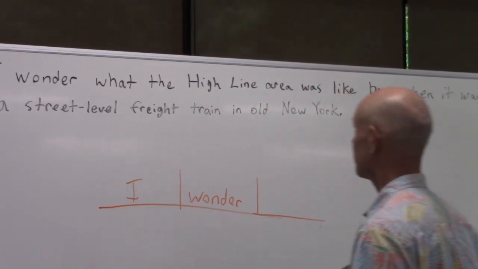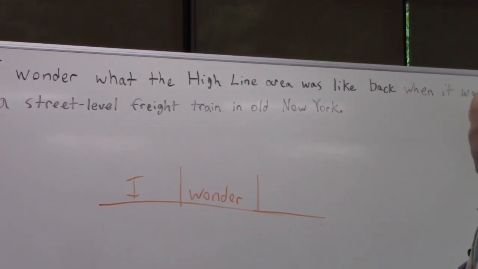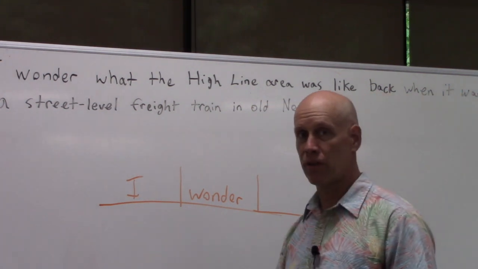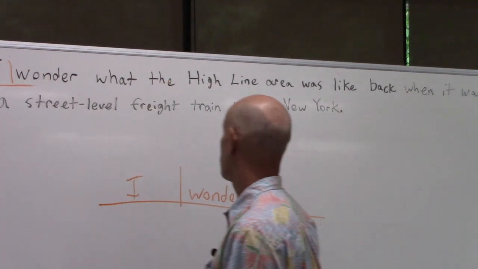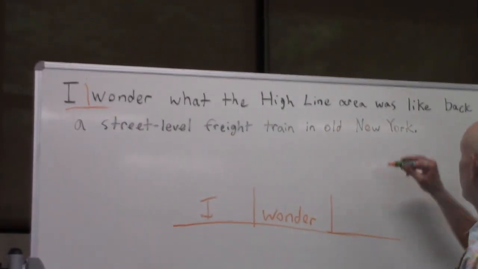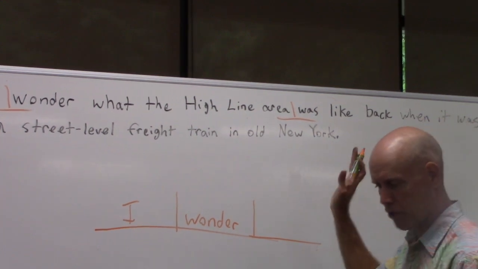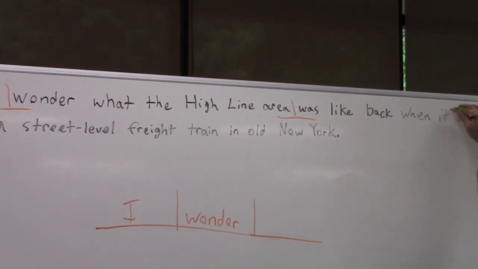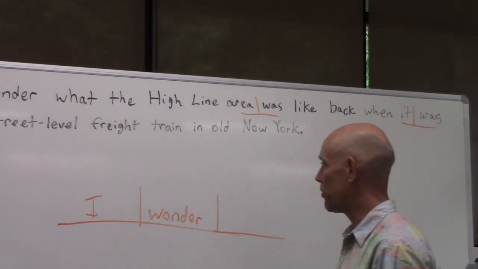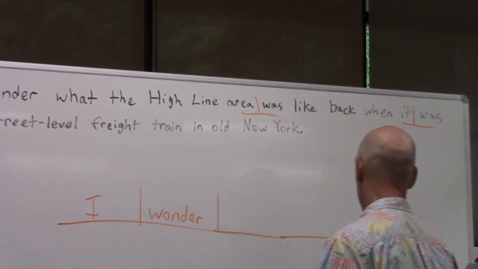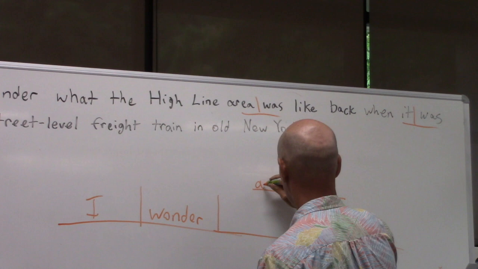I wonder what the High Line area was like back when it was a street-level freight train in old New York. Okay, it looks ridiculous here, but if we go step by step, we already identified that subject and verb relationship here for a clausal relationship, and we have a third one here. But before we panic, let's just figure out what they're all doing. Now, what is the thing again that you wonder? I wonder what the High Line area was like back.